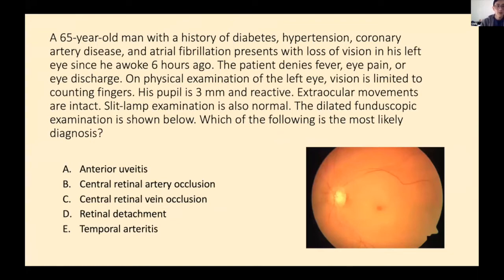Next question, a 65-year-old male with history of diabetes, hypertension, coronary artery disease, and AFib presents with loss of vision in his left eye since he awoke 6 hours ago. The patient denies fever, eye pain, or eye discharge. On physical examination of the left eye, vision is limited to counting fingers. His pupil is 3 millimeters and reactive. Extraocular movements are intact. Slit lamp is normal. The dilated fundoscopic examination is shown below. Which of the following is the most likely diagnosis?